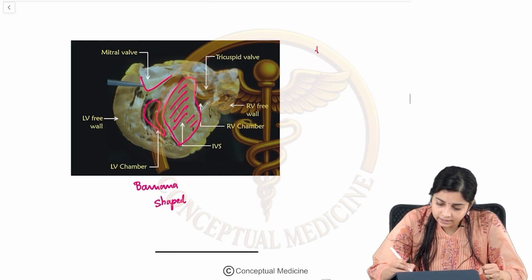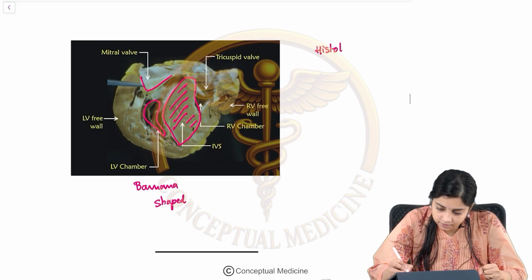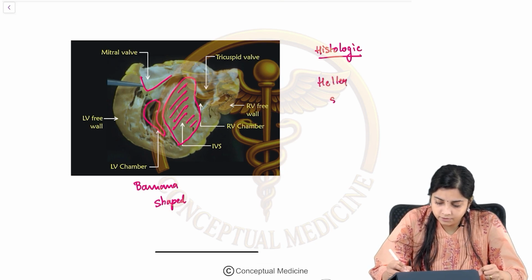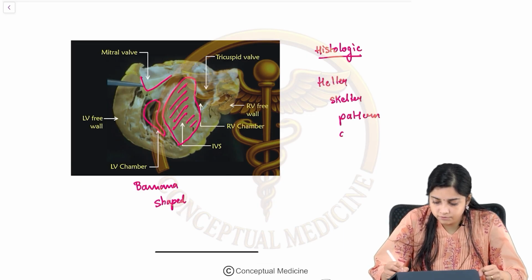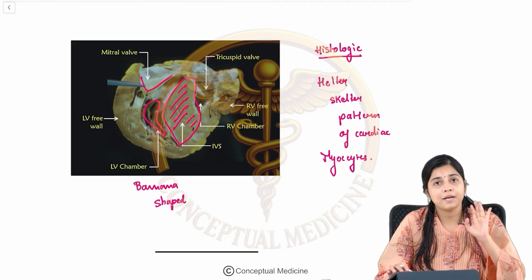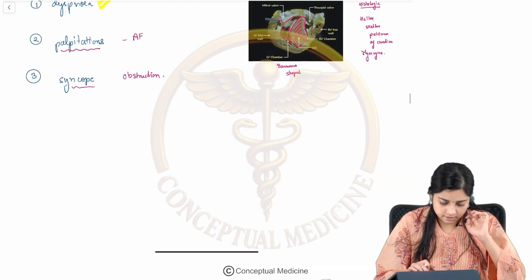And what do you find under the histological sample? In the histology, you see a helter-skelter pattern of cardiac myocyte arrangement. Okay. This is about the pathophysiology and the pathology of HOCM. Fine. Now, let us move ahead.